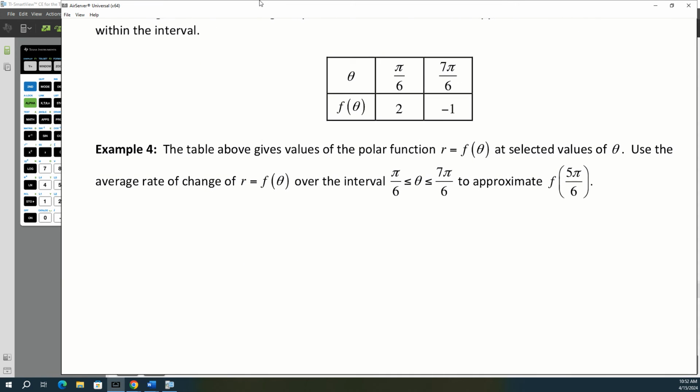All right, so on example 4, let's start off just by finding that average rate of change. I'm going to say it's m for the slope. And then don't forget, in the numerator, that's where you subtract the f of theta values. You have options. You can do -1 minus 2, or you can do 2 minus -1, up to you. But after you make that decision, your denominator has to follow suit. So if we do -1 minus 2, in the denominator we have to do 7 pi over 6 minus pi over 6.